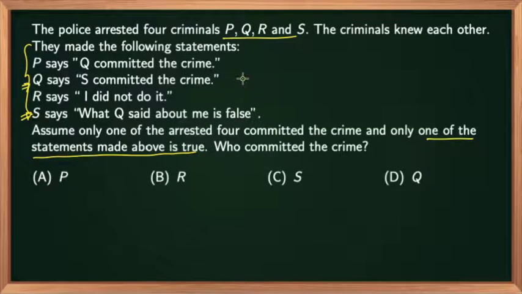So is it possible that both these statements are false? So Q says S committed the crime. Let's assume this statement is false. That means S is not the person who committed the crime, right? So if we assume both statements Q and S are false, then from the statement of Q, we can derive that S is not the person who committed the crime. Now, what S is saying is that what Q said about me is false.